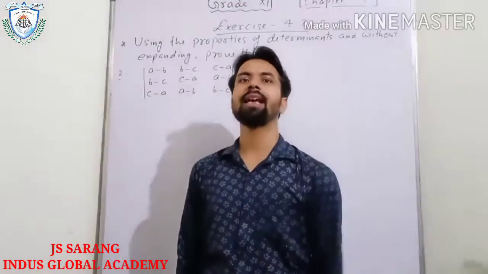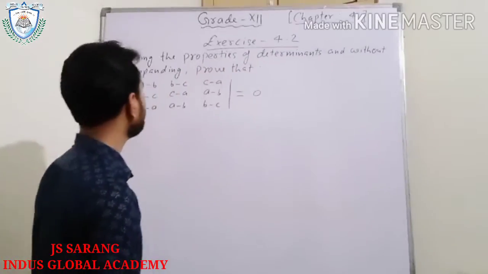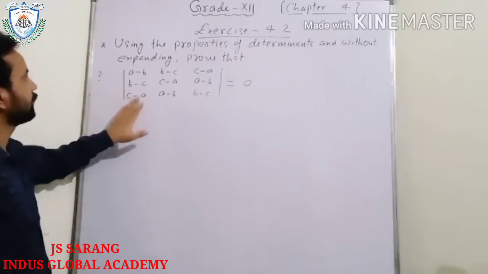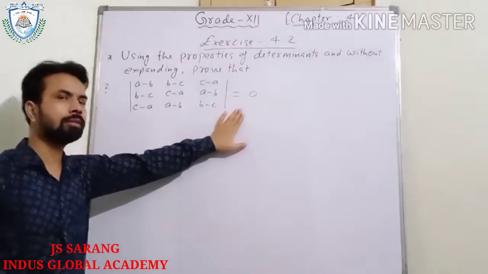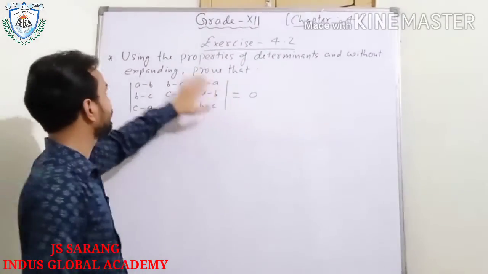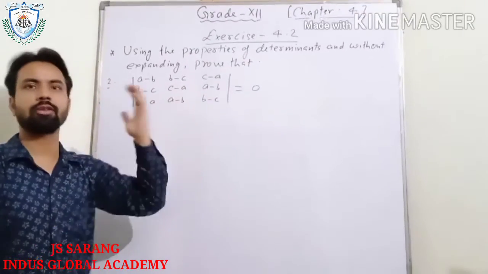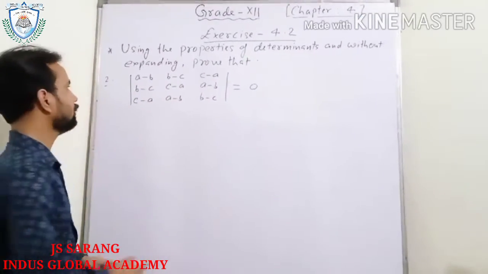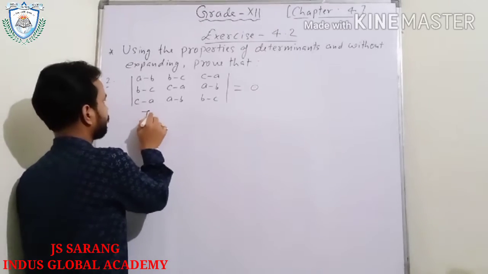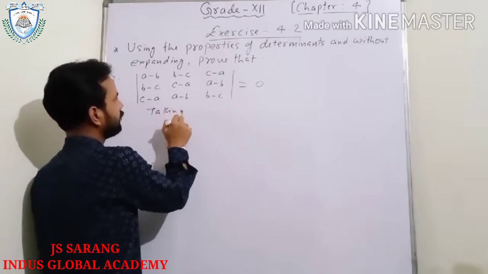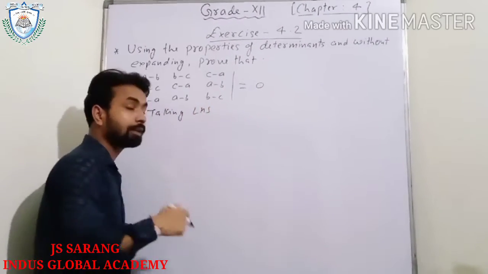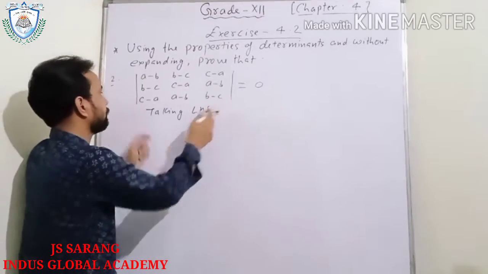Good. I am explaining the next question. Second question is, we have to prove that the value of this determinant is equal to 0. Again, we will have to use the properties of determinant. We will not expand this determinant. Clear? So, taking LHS, left hand side. Left hand side means this determinant.